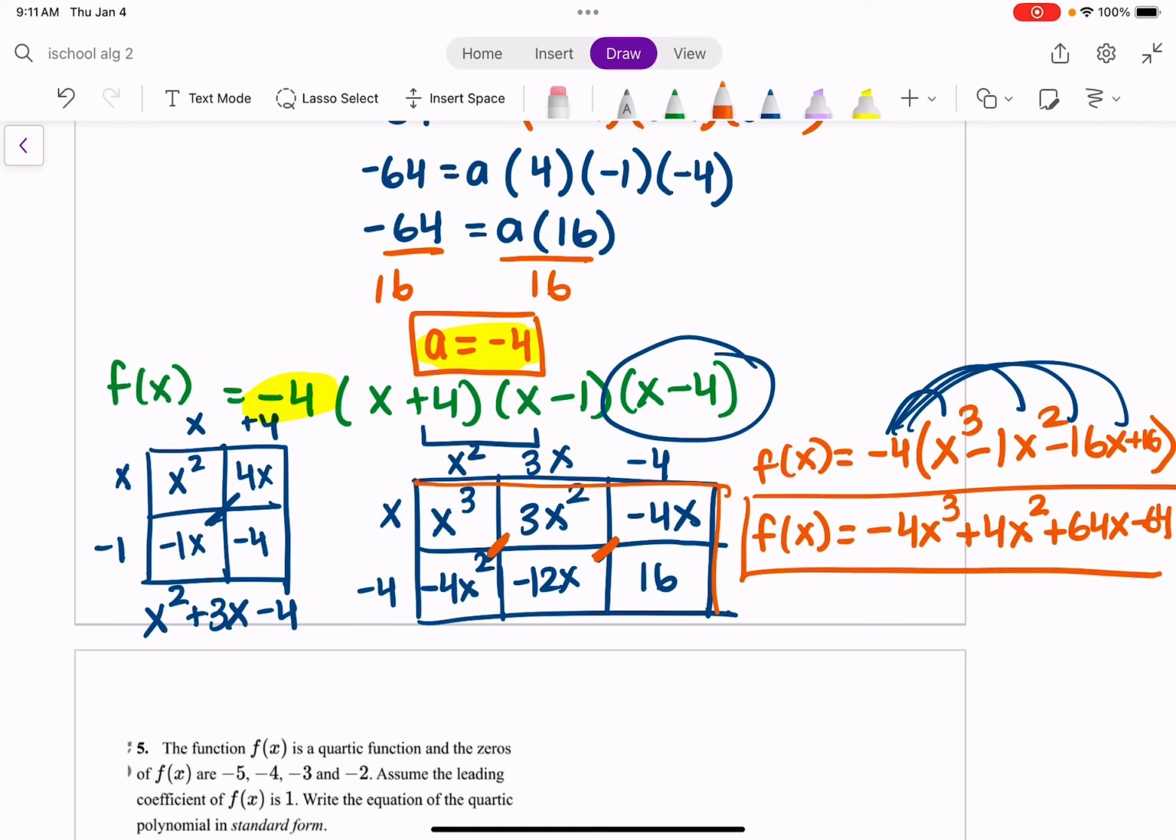It's a lot of algebra, so just be careful with your work. Make sure you write out your steps nicely, because there's a lot of areas where you can make tiny mistakes.